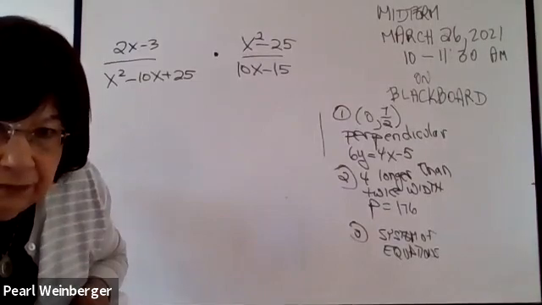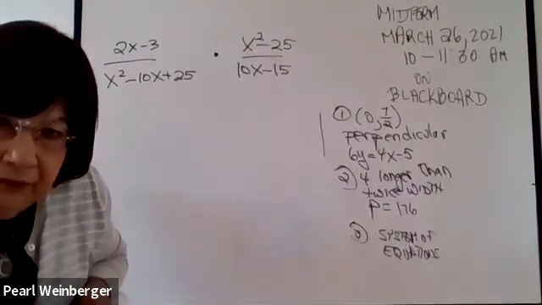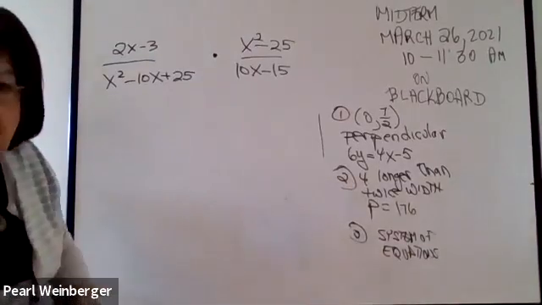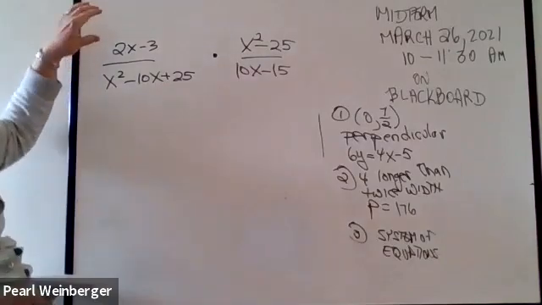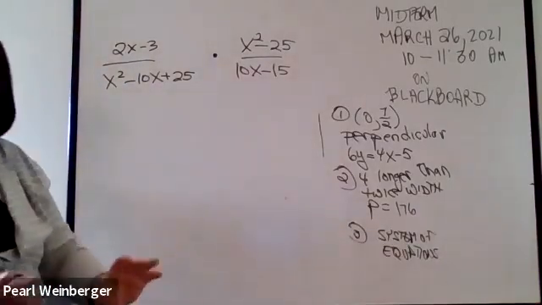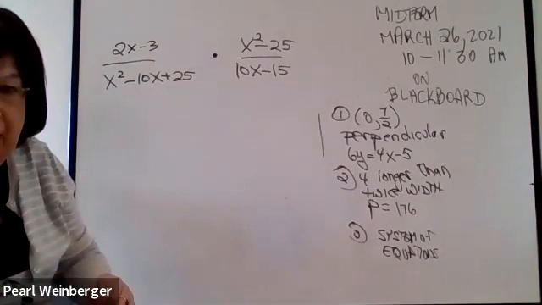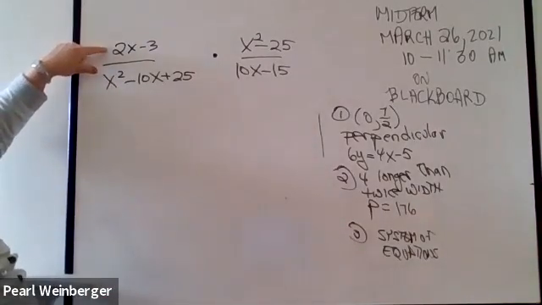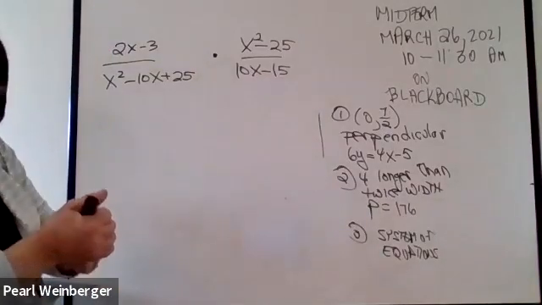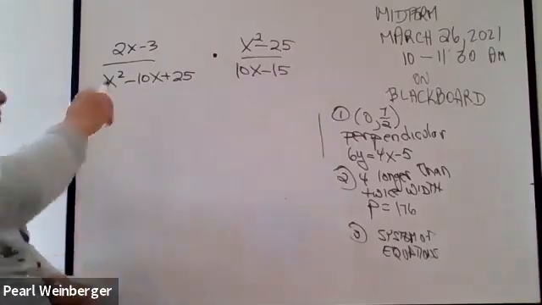Okay, I see several people have already sent in answers to the chat, so I think we can get started on this. All right, so number one, we've got to factor. Did you have to factor the 2x minus 3? Was there anything we could do with it? No. Okay, so therefore this stays 2x minus 3.